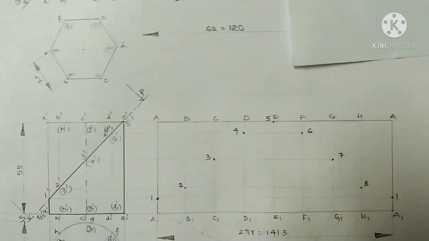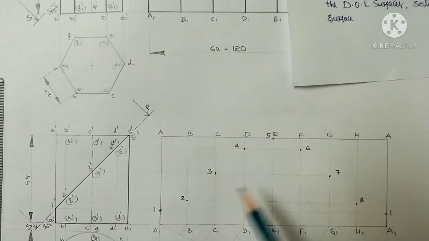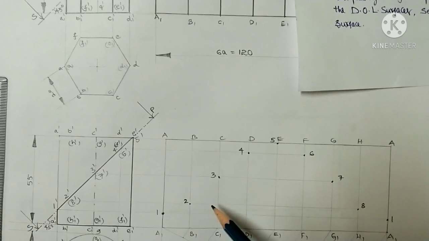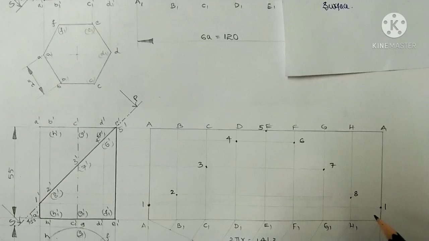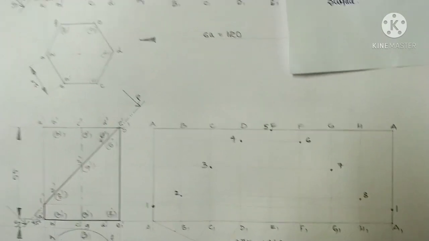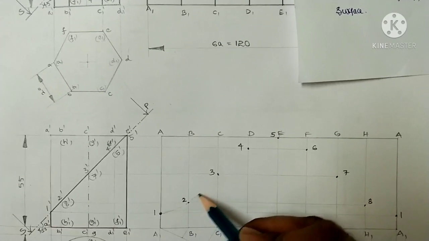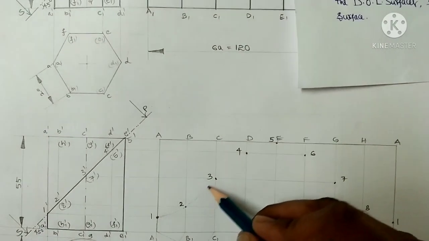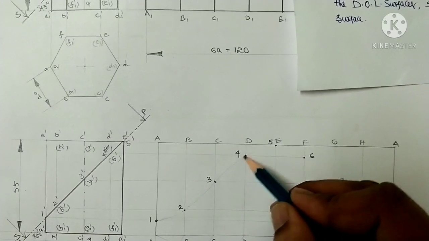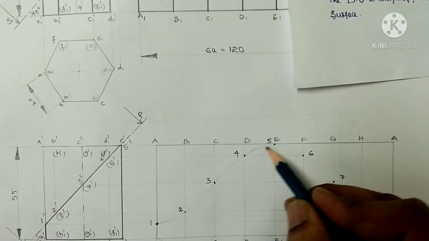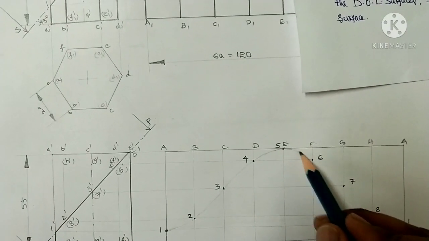So in the next step we should join all the points in the correct sequence by freehand. Don't use a scale. By freehand we should join all the points in the correct sequence, and that should be a smooth curve. So I can join all the points in the correct sequence in this way. Initially with a 2H pencil. So once we get the guided curve, we can highlight that curve with an HB pencil. So in this way we can complete the remaining portion also.